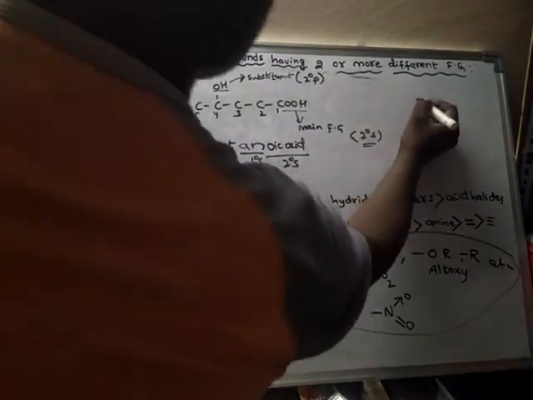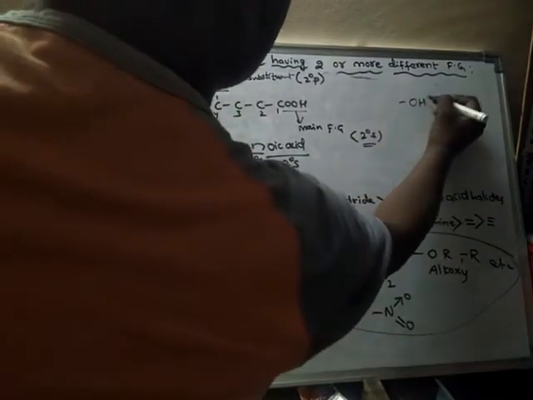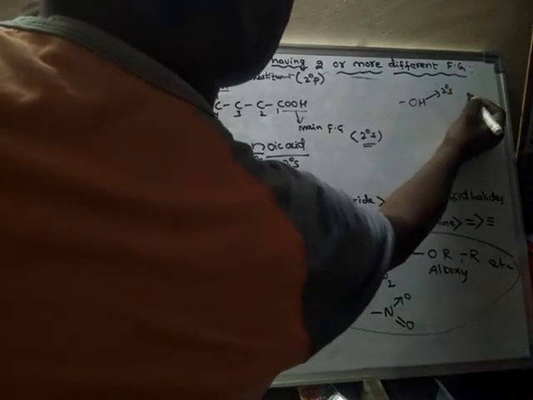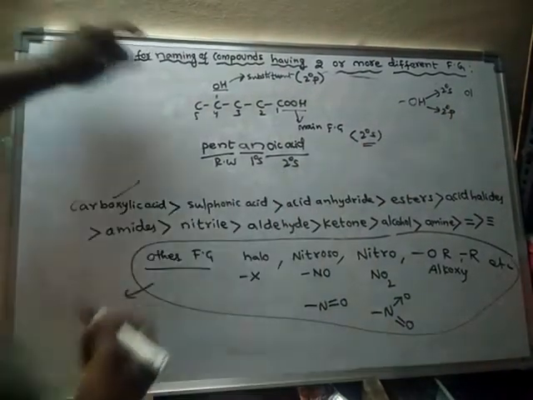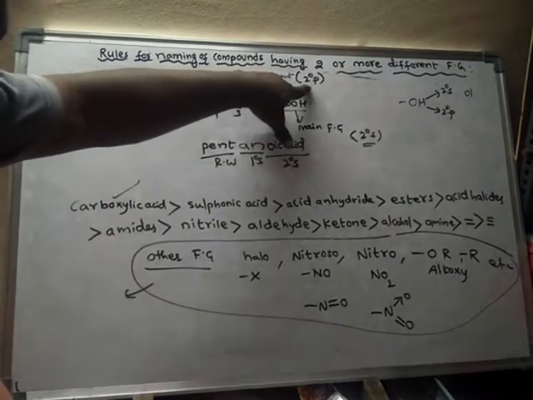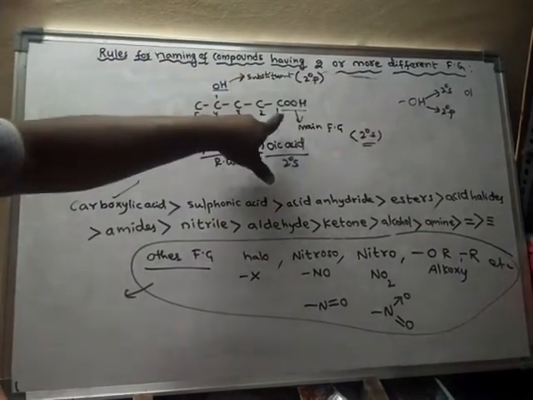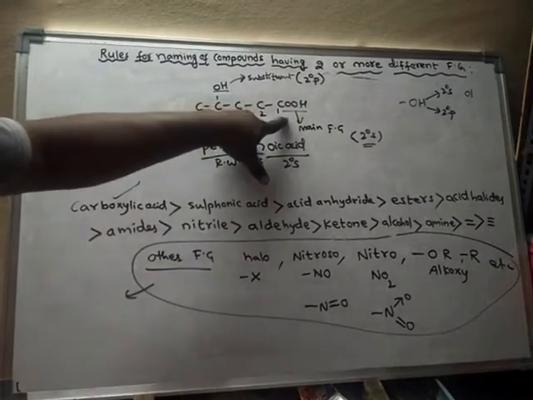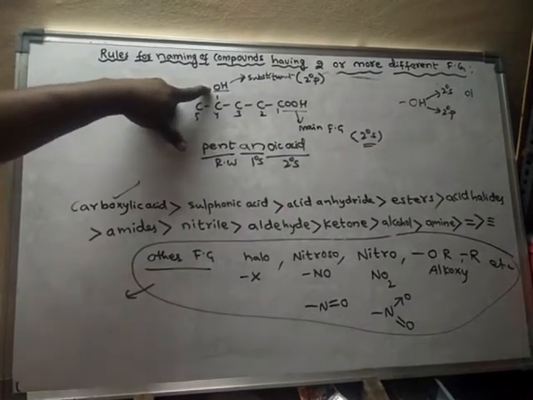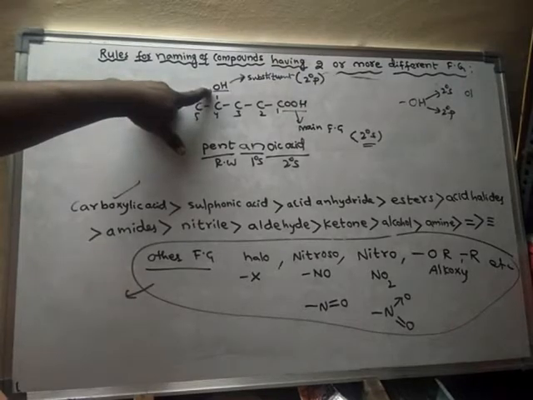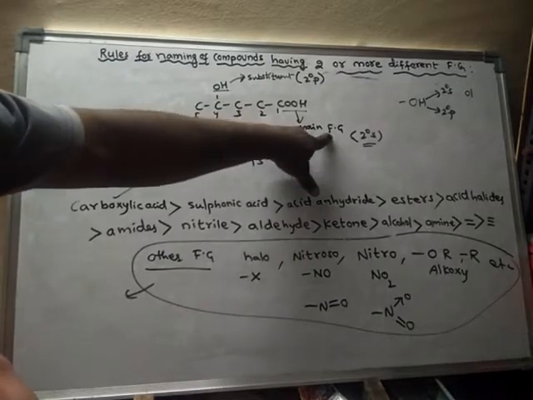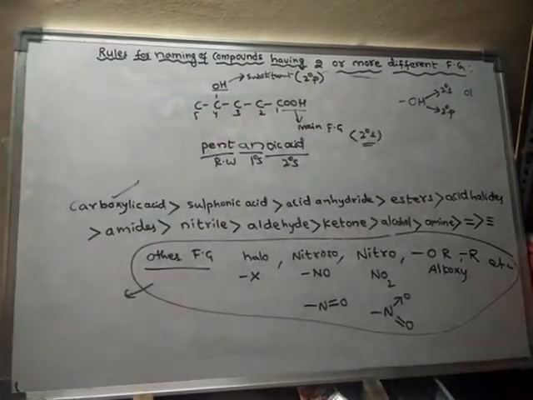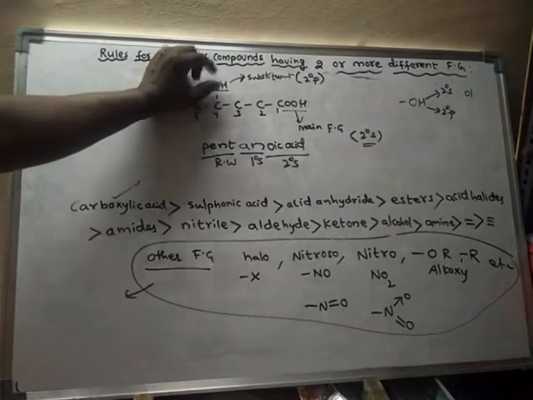See, remember that for alcohol group, if it appears as secondary suffix, the secondary suffix name is OL. Here this OH group is appearing as secondary prefix. Why? Because this is less priority functional group than this one. So when less priority functional groups are there, they should be written as secondary prefixes. More priority functional group or main functional group should be written as secondary suffix. So OH should be written as secondary prefix.